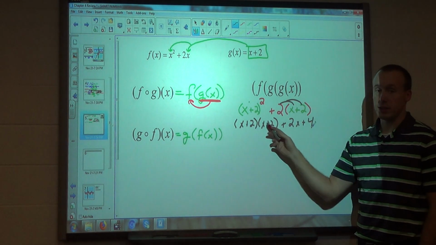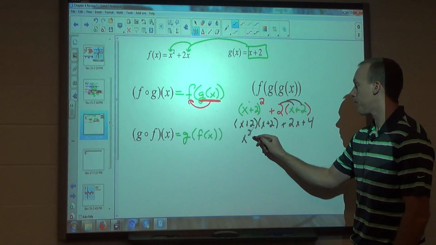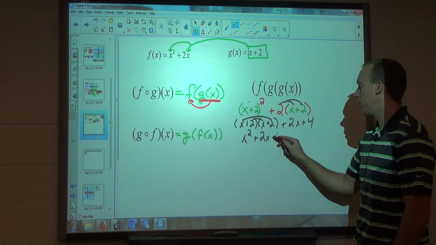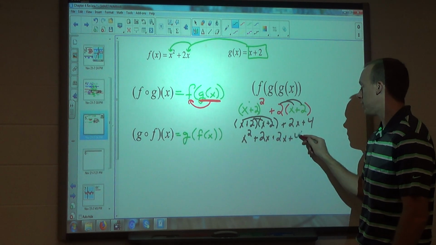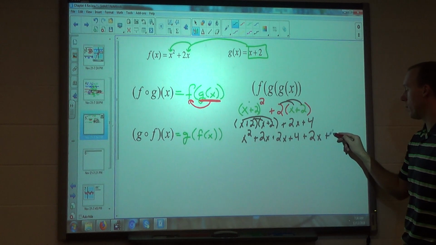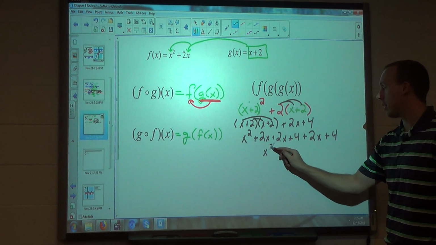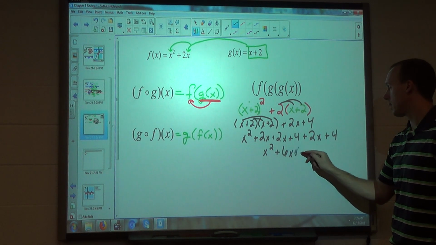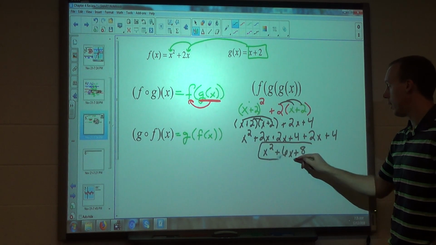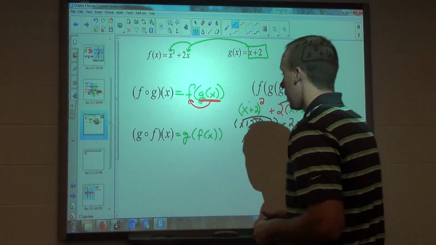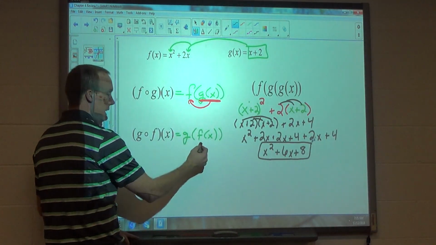Okay, I have to FOIL this. So then x squared, outside is 2x, inside is 2x, and then the last is 4. And then if you don't use something, we bring it down. And then I just combine my like terms. So I get x squared plus 6x plus 8. And that would be my simplified function on that one. Okay, let's try the other one now. So now it's the f function here.